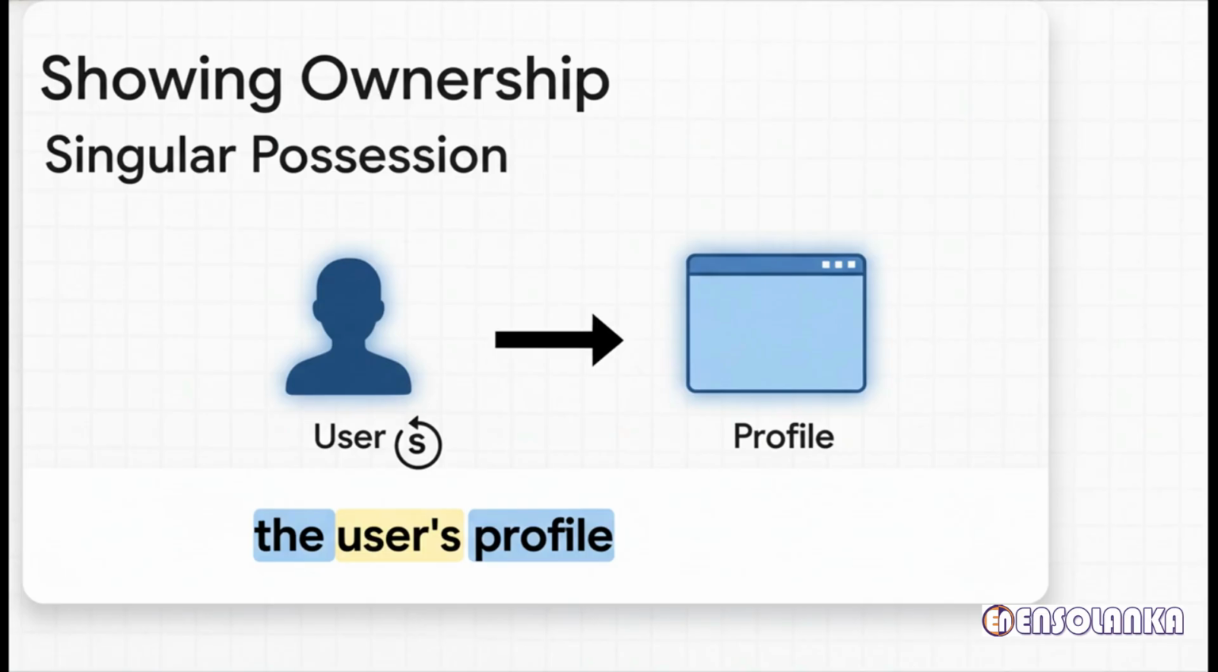Now let's get ownership right. For a single owner, you use an apostrophe S, the user's profile. For plural owners, where the word already ends in S, like developers, the apostrophe just goes after the S, the developers' meeting. And for possessive pronouns, there's no apostrophe at all. This laptop is mine, or that repo is theirs.